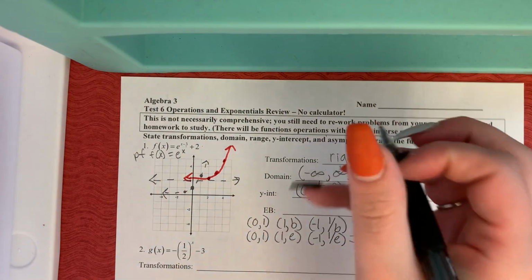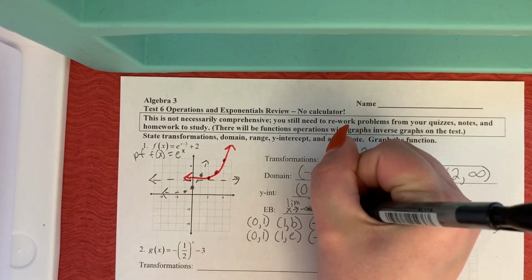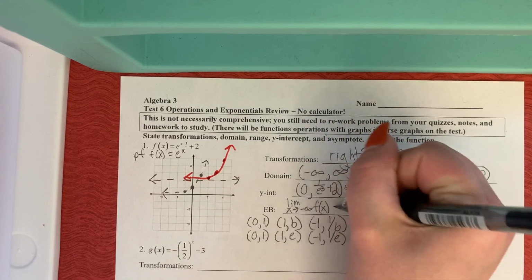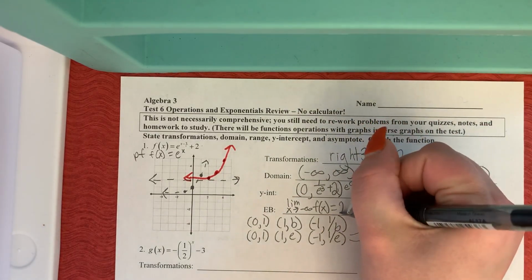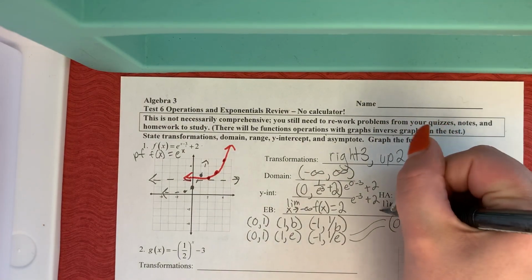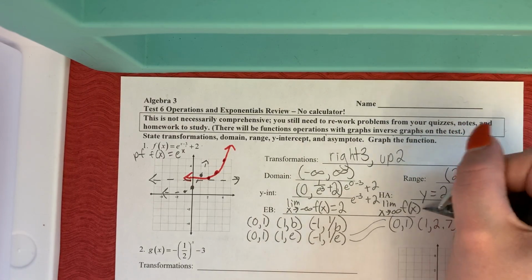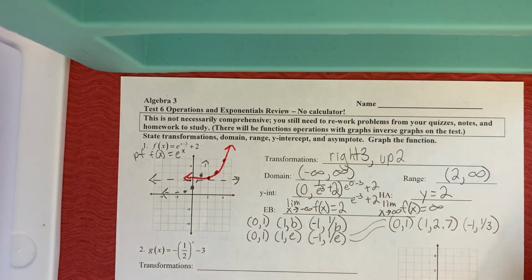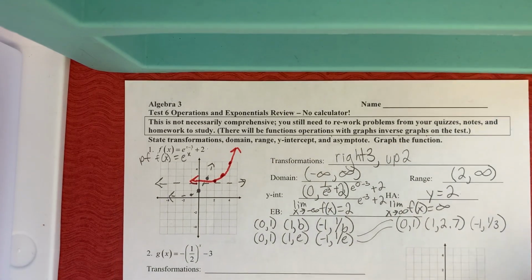And then we can state our end behavior. As our graph approaches negative infinity, so as we go to the left, our graph is approaching that asymptote of 2. And as our x values approach positive infinity, so as we go to the right, our graph approaches positive infinity as well. So that would be the answer to question number 1. Moving on to question number 2.